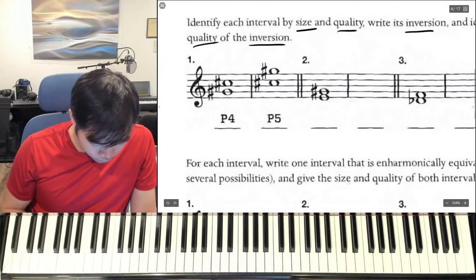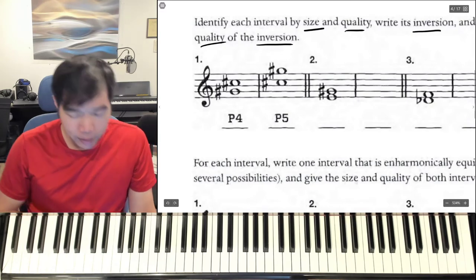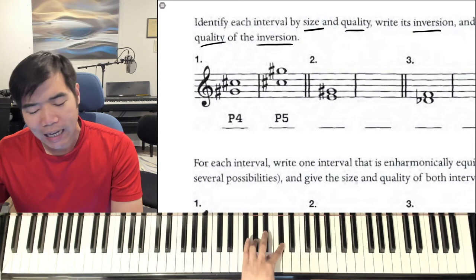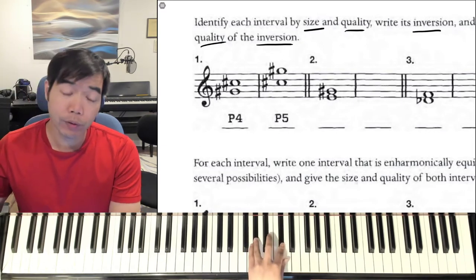Now let's take a look at this first example. They give us G sharp to C sharp. G to C is a fourth. We count the half steps. 1, 2, 3, 4, 5. 5 half steps is a perfect fourth.